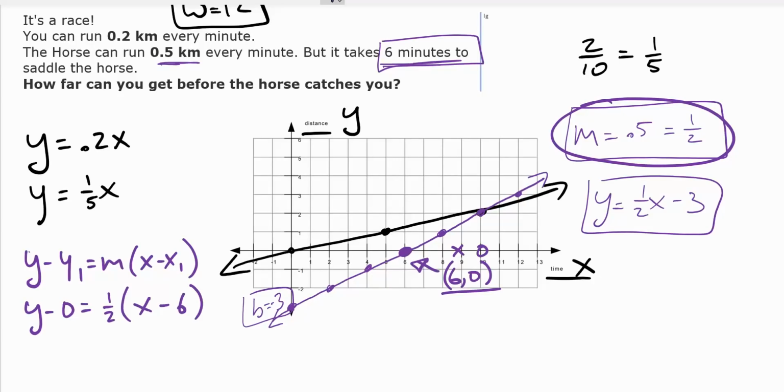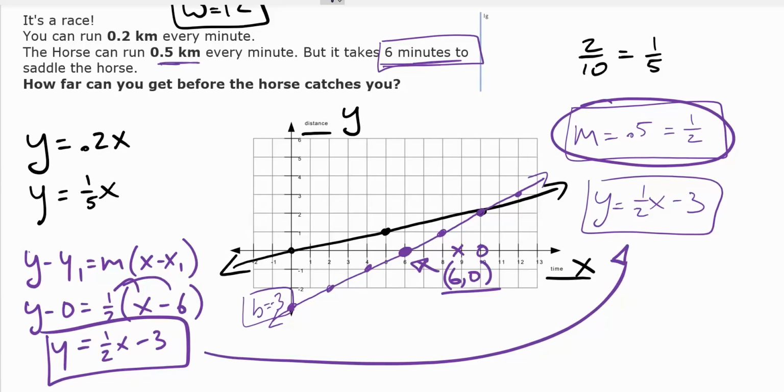Well, I can write that in slope-intercept form by distributing my x. 1/2 times x is 1/2 x, and 1/2 times -6 is -3, and y minus 0 is y. And we can see, hey, that's our equation.